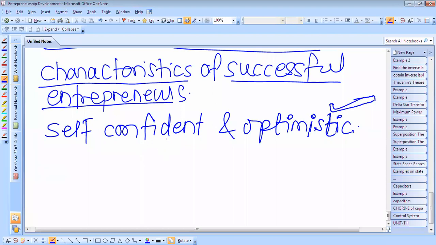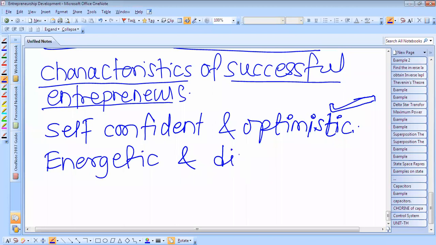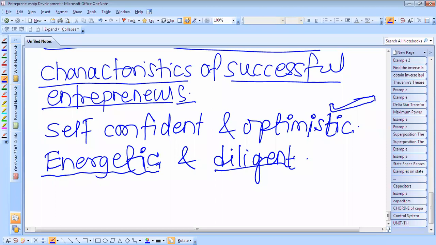Second, he is energetic and diligent. Entrepreneurs are always energetic and diligent. The person who is energetic and diligent can become an entrepreneur, and ordinary people cannot become entrepreneurs if they are not energetic. So what are the characteristics of being energetic? The person who rises early in the morning and does his work according to his goals and objectives and achieves whatever he has set in his goals. So this person is energetic.